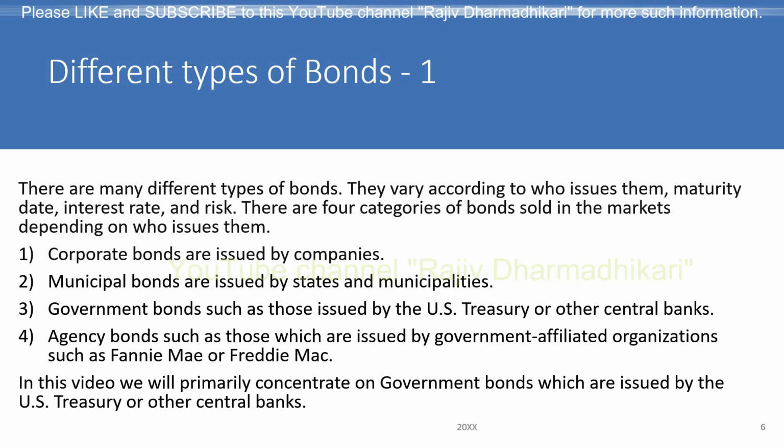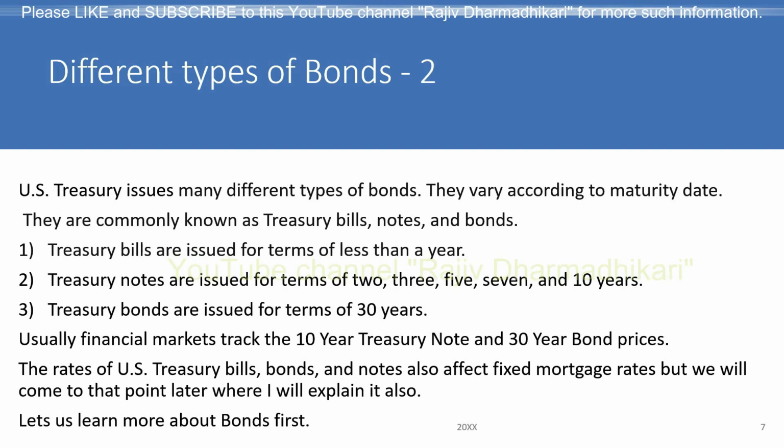In this video we will primarily concentrate on government bonds which are issued by the U.S. Treasury or other central banks. Different types of bonds. 2. The U.S. Treasury issues many different types of bonds. They vary according to maturity date. They are commonly known as Treasury bills, notes, and bonds.